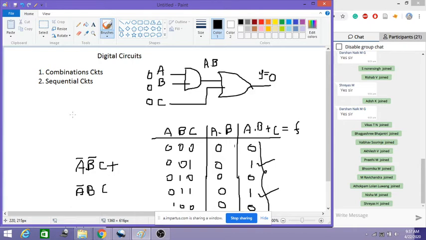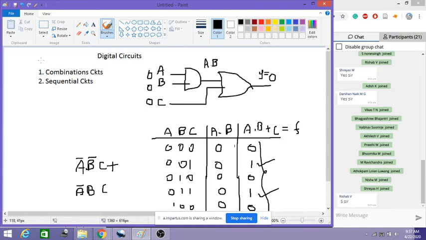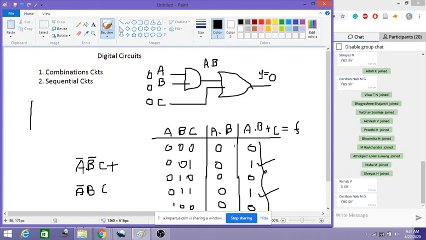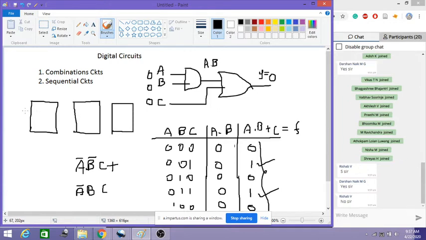So I hope I clearly made the difference between the combinational circuit and the sequential circuit. Sequential circuits are, for example, flip-flops or shift registers, which we will discuss later. Have you studied flip-flops previously? No problem, we'll study them here. So this is the flip-flop.